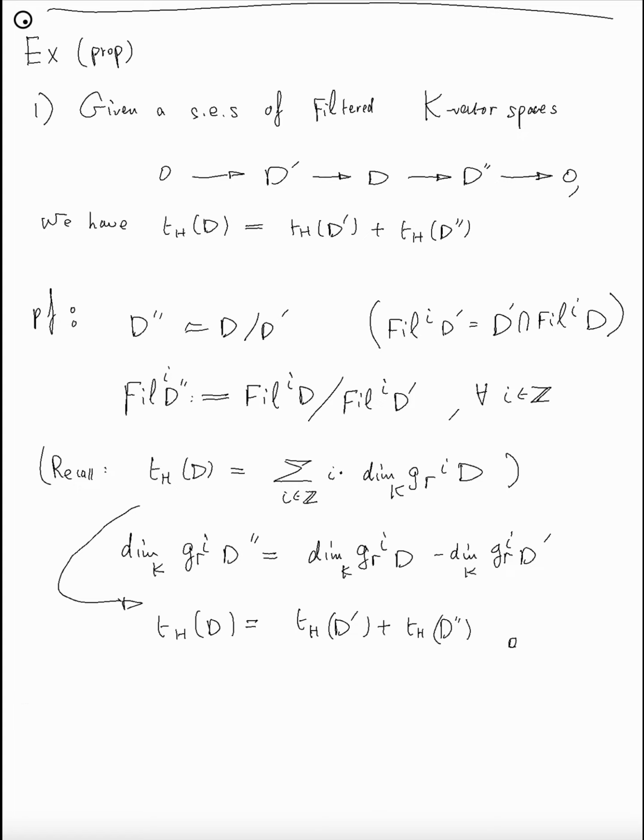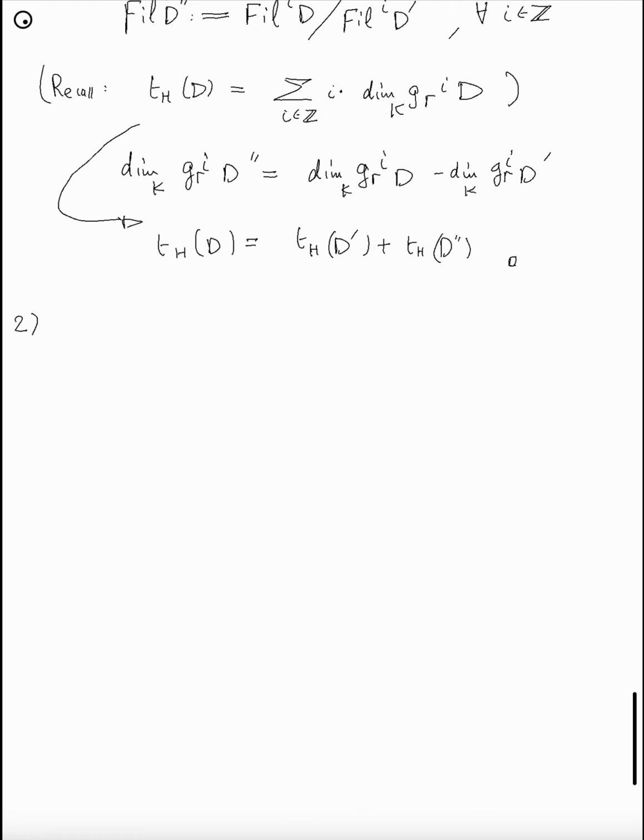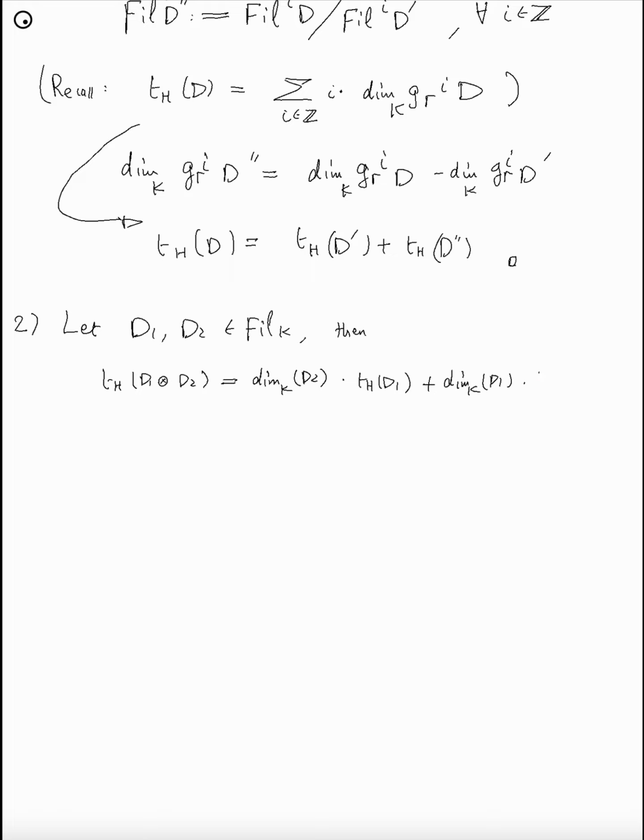Secondly, talking about the tensor product, right? Hodge number of the tensor product. The second exercise: take two filtered vector spaces, then prove that the Hodge number of the tensor product equals dimension D2 times Hodge number of D1 plus dimension D1 times Hodge number of D2.